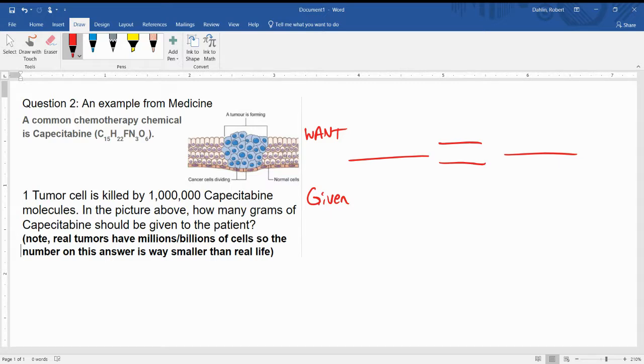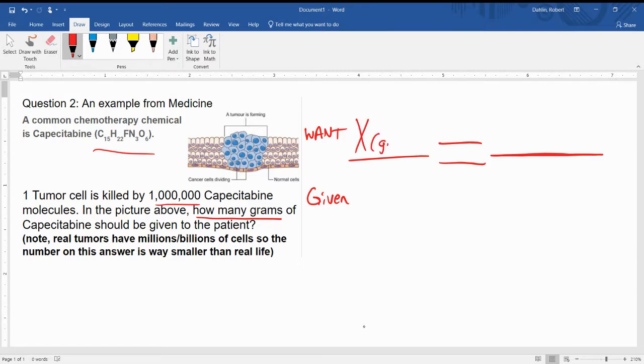And then on the right side of that equal sign, we usually use things from the periodic table or the idea that 1 mole is 6.02 times 10 to the 23rd. So on this one, we'll look at what the question wants. Scanning through, a common chemotherapy chemical is that thing right there. One tumor cell is killed by 1 million of those molecules in the picture above. Oh, here's my question words: how many grams should be given to the patient? So that is going to be my X.